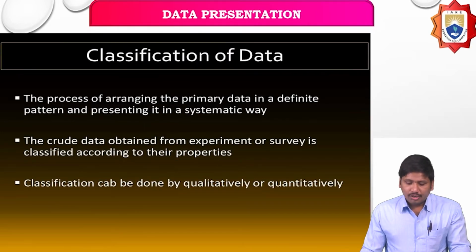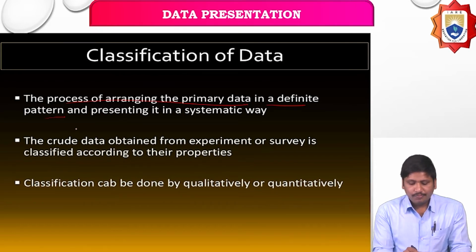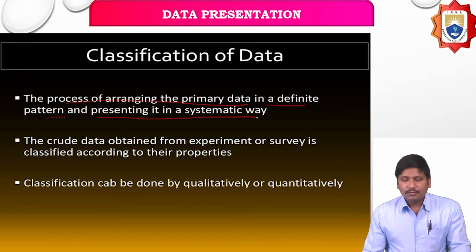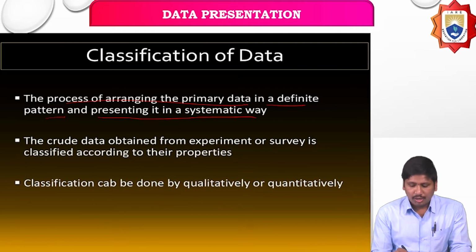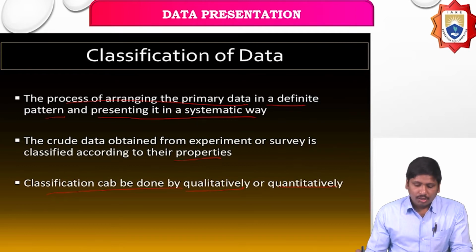So classification of data is the process of arranging the primary data into a definite pattern and presenting it in a systematic way. The crude data, which we obtain from an experiment or survey, is classified according to its properties. The classification can be done qualitatively or quantitatively.